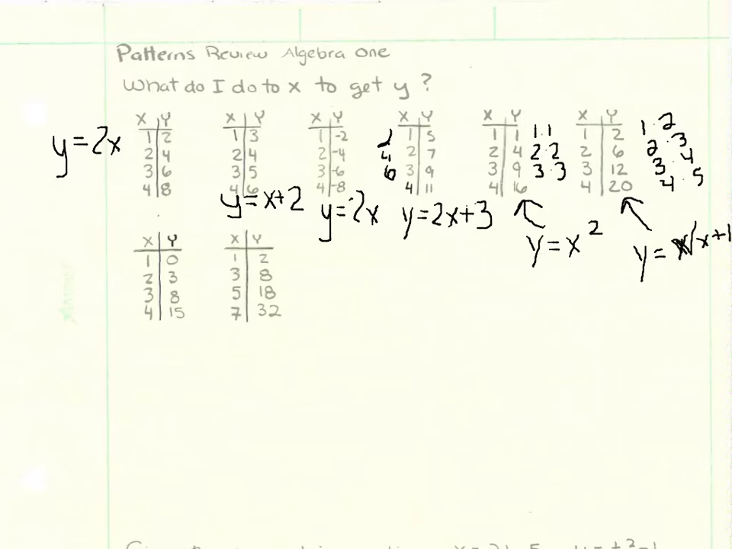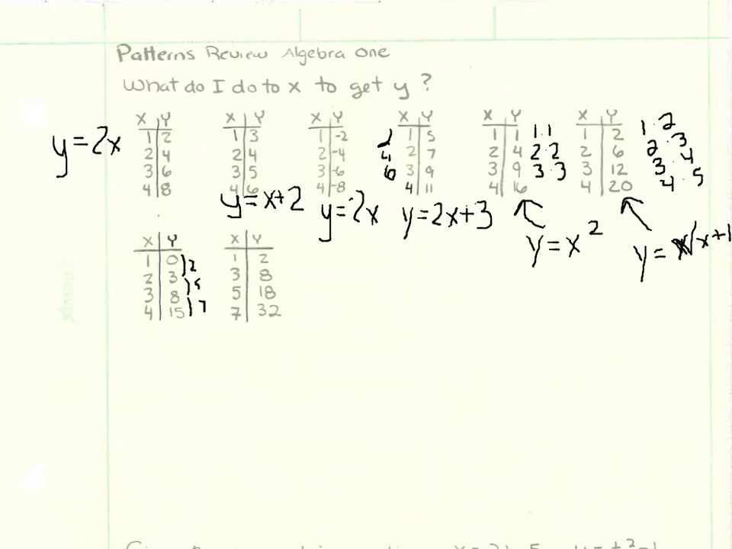Okay. So those are function rules in algebra, trying to figure out what the pattern is, trying to write an equation for it. And then, like for this next pattern, when I look at this, it goes up by 2, it goes up by 5, it goes up by 7. That doesn't really help me.